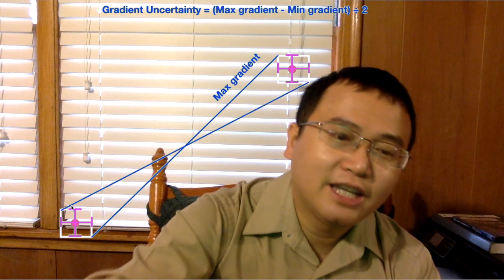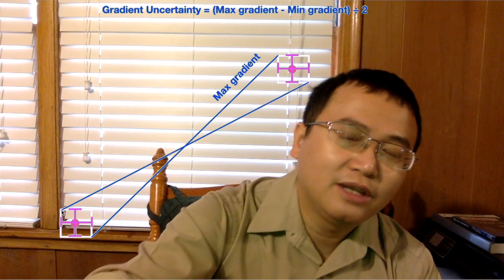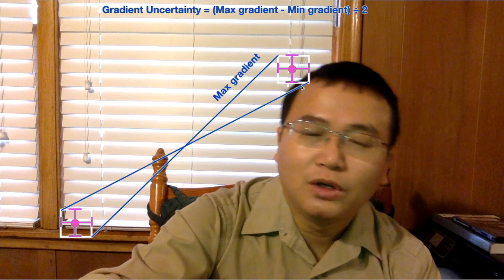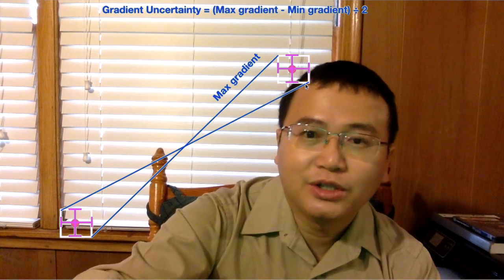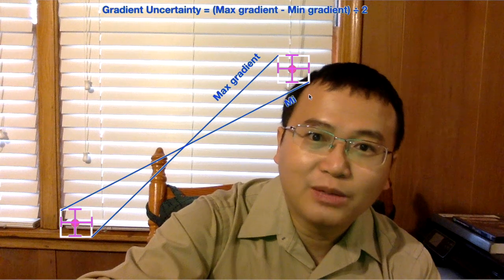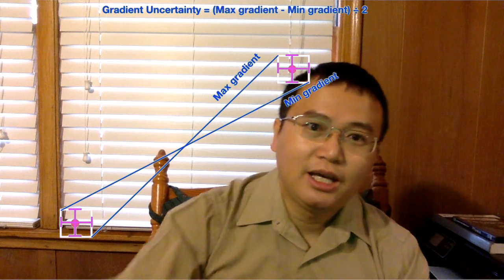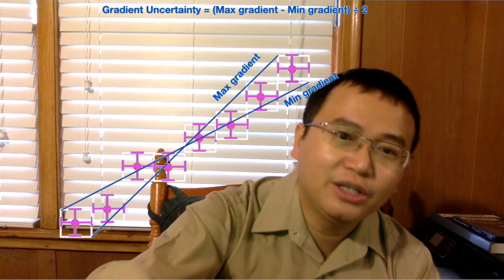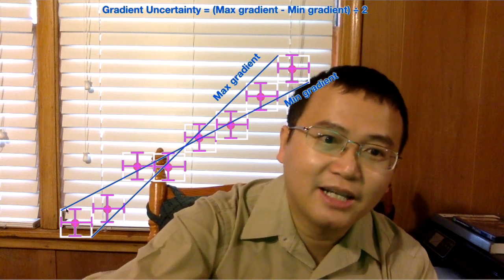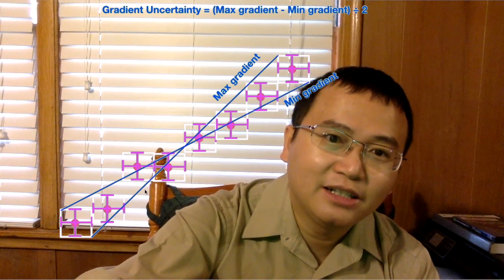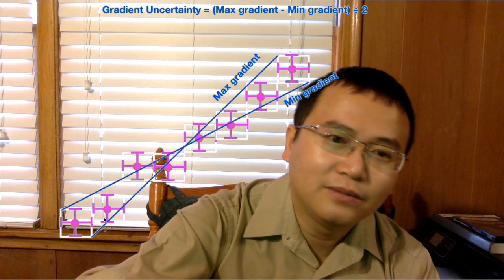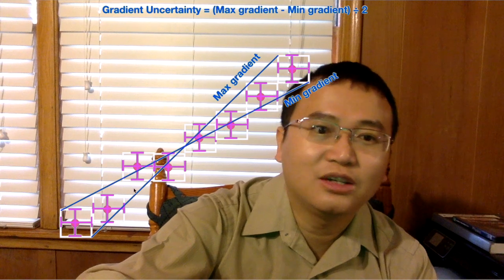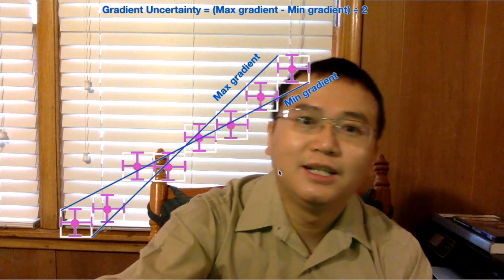And then if they take the upper left corner of the first data point to the lower right corner of the last data point, that would give them the minimum slope. Now if I put in other data points here, you notice that the maximum line goes through other data points within the uncertainty, and so do the minimum gradients.